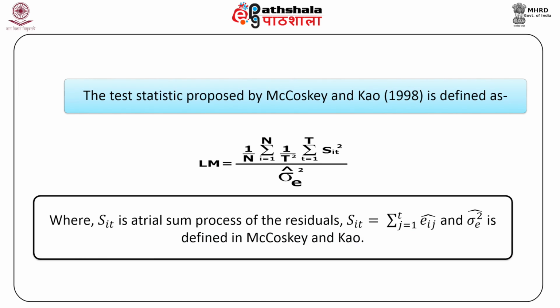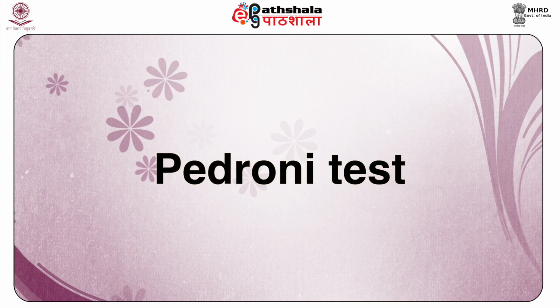The test statistic proposed by Kwiatkowski and Chiang is defined as LM is equal to 1 divided by n, summation I is equal to 1 to n, 1 by T square, summation t is equal to 1 to capital T, SIT square, divided by sigma E hat square, where SIT is a partial sum process of the residuals. SIT is equal to summation j from 1 to t, Eij hat, and sigma square E hat is defined in Kwiatkowski and Chiang.